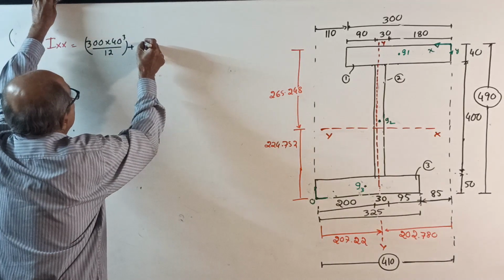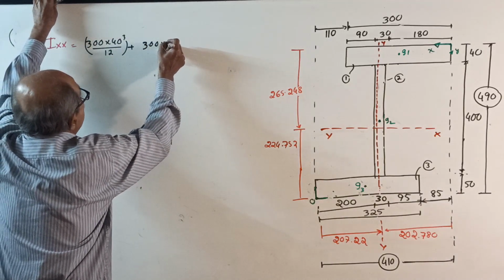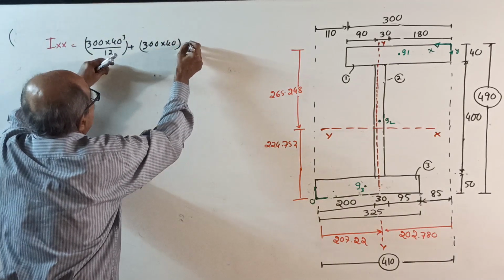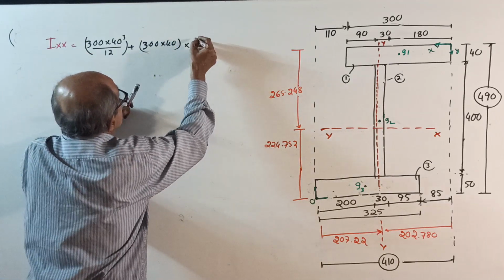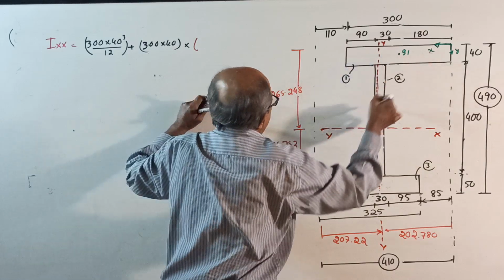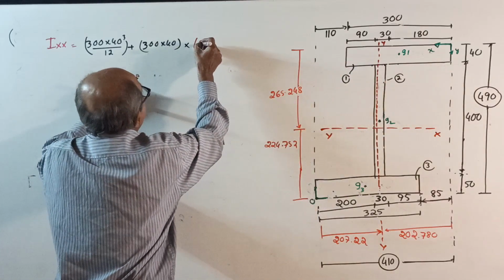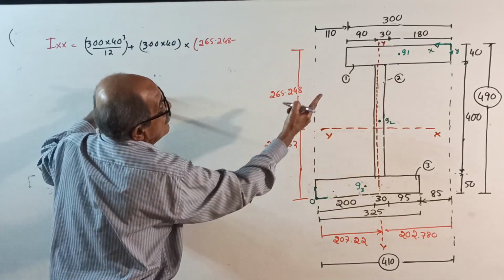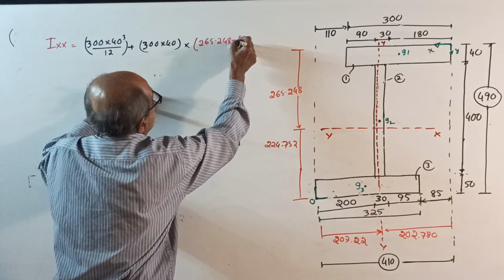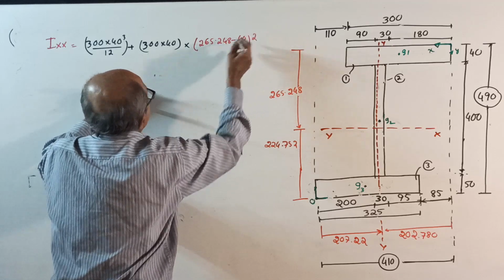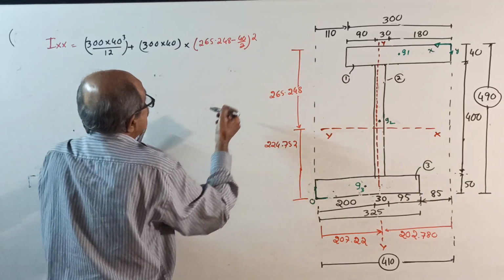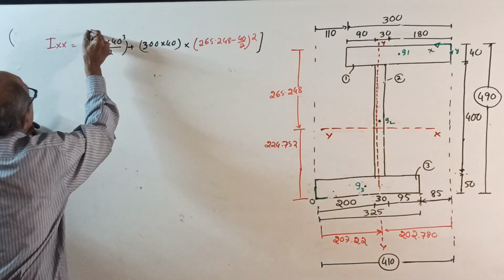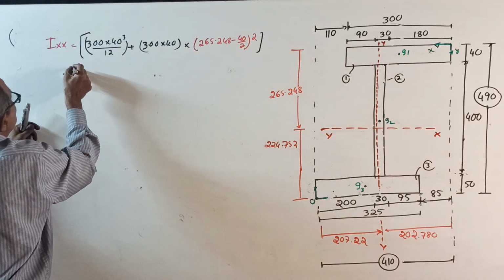Plus area. 300 into 40 is the area into red color. 265.248 minus 40 by 2 whole square. That is for first part. One term over, second term for this one.